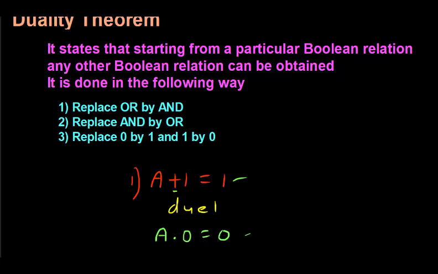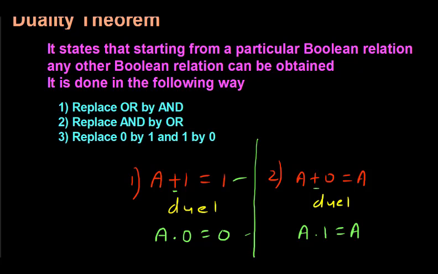Now let us take another example. Let us take a or 0 equals a. The dual of this can be easily found. So a as it is, instead of this OR plus sign we put AND, and instead of 0 we put 1, and we get a equals a. So this is the dual. This is what the duality theorem says.